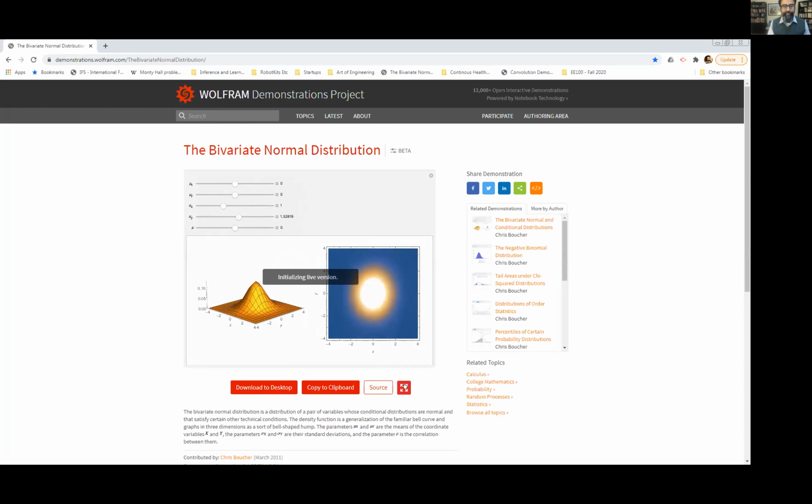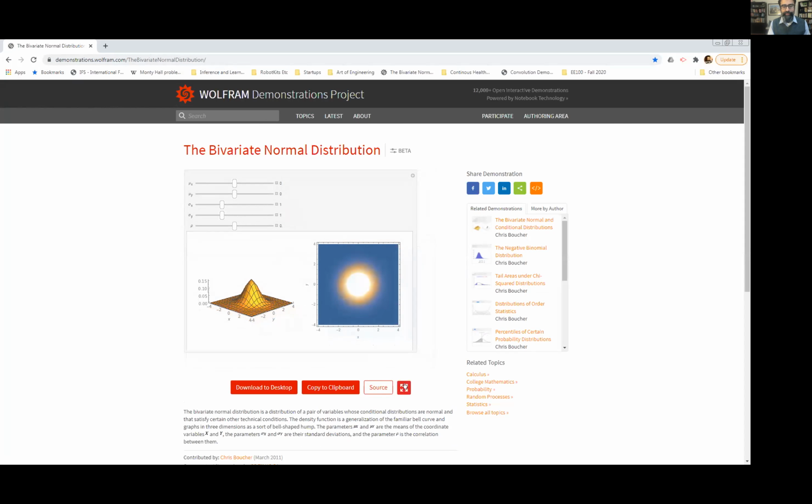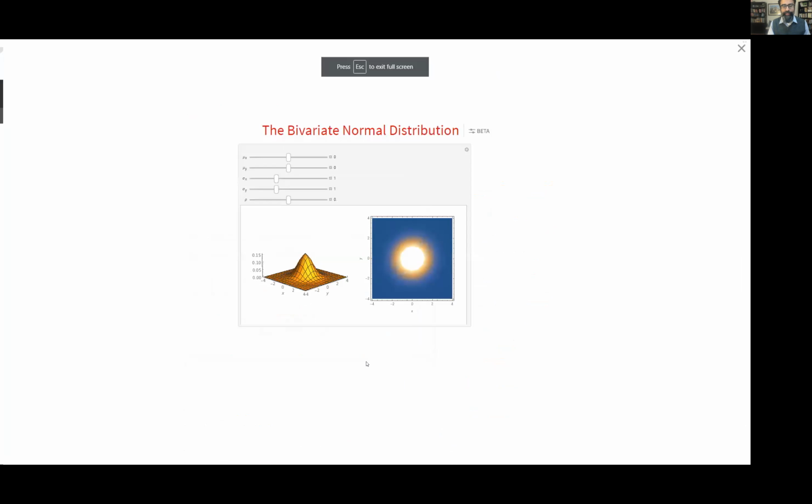So you could see the link as well, and that will allow you to play with this on your own. Let me try this again. If I change mu x to some positive value, what we observe is that this bell-shaped curve just moves in the positive x direction, where the center is now at x equals 1.295 and y equals 0. Everything else stays the same. It's just a shift.